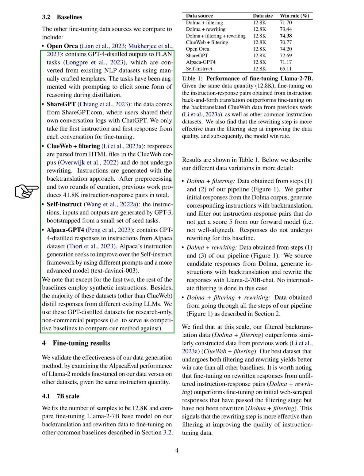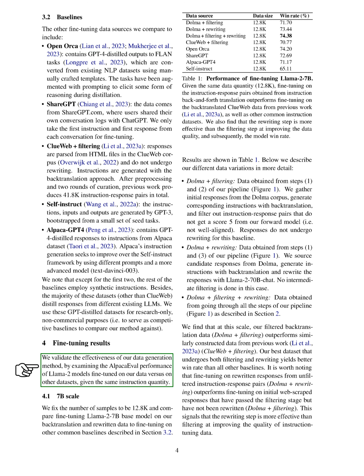Section: Fine-tuning results. In this section, we validate the effectiveness of our data generation method by comparing the performance of Llama 2 models fine-tuned on our data against those fine-tuned on other datasets, using the same number of instructions. For the 7B scale, we set the sample size to 12.8K and compare the fine-tuning of the Llama 2 7B base model on our back-translated and rewritten data with other common baselines. We describe our data variations in detail.